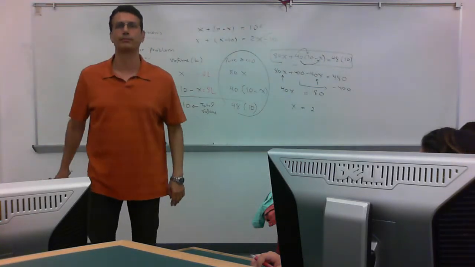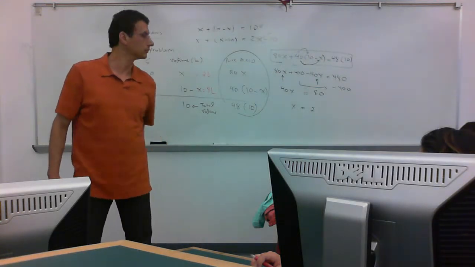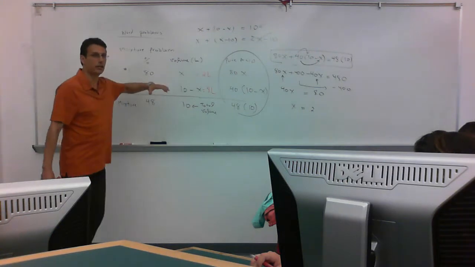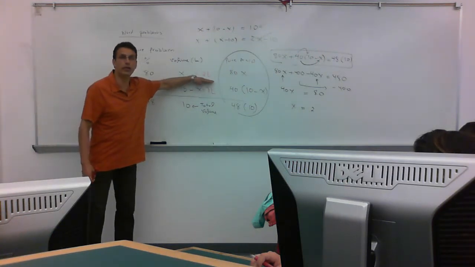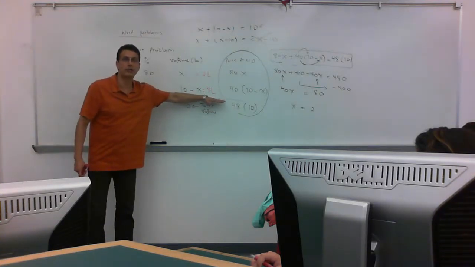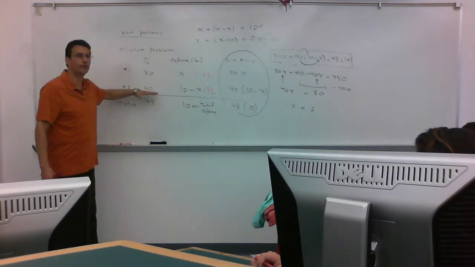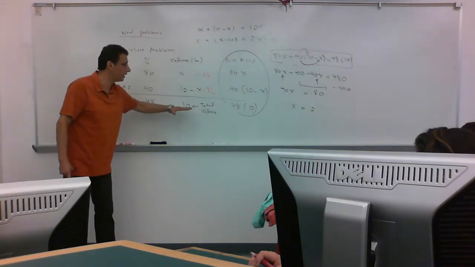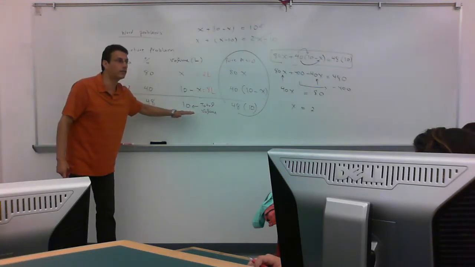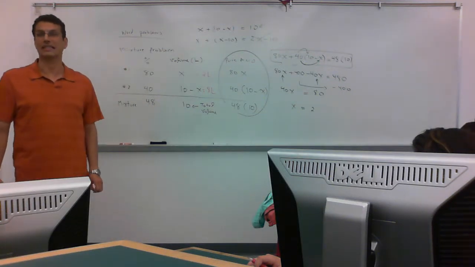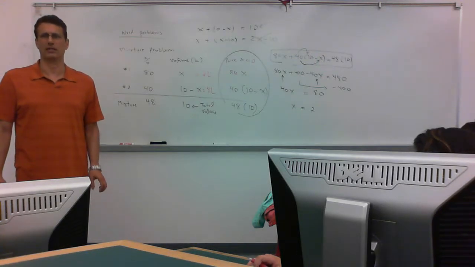Go ahead, please. So x equals what? How would you describe that as being the answer? The answer is you need 2 liters of 80% solution to be mixed with 8 liters of 40% solution in order to make up a mixture of 10 liters with 48% acidity. Is that making sense?